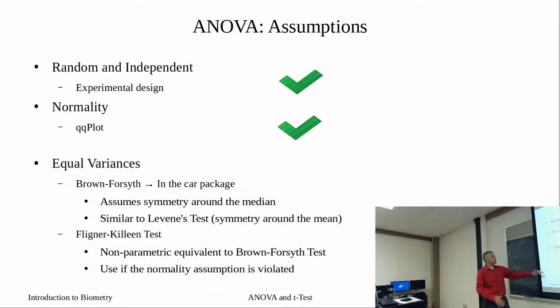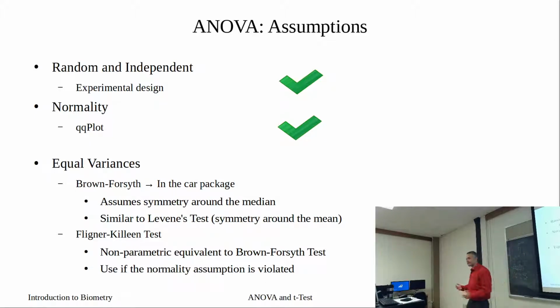Our options are the Brown-Forsythe test or the Fligner-Killeen test, and which one we choose is based on our decision for the normality assumption. If we're normal, then we're going to run the Brown-Forsythe test. Why? Because this test assumes symmetry around the mean or the median. I'm going to say the median, because this test is equivalent to the Levene's test. The difference is Levene's test tests against the mean, so we need symmetry around the mean. Brown-Forsythe tests for symmetry around the median.